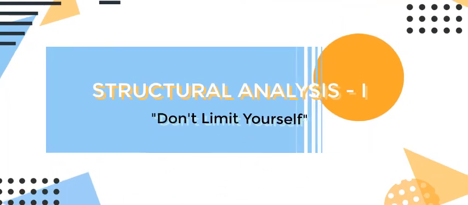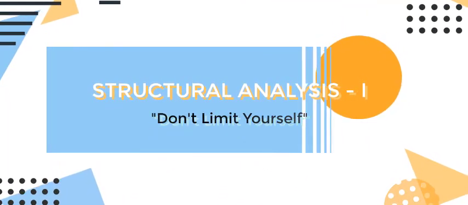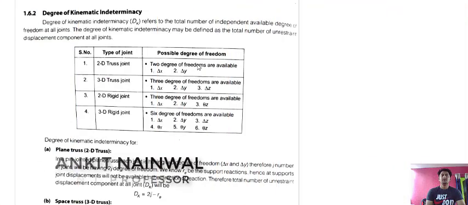Hello everyone, my name is Ankit Nanwal and today we will be starting with a new topic, that is degree of kinematic indeterminacy. In previous lectures we have studied the calculation of degree of static indeterminacy, denoted by ds. We have done the calculation of degree of static indeterminacy of beams, trusses and frames, and all the information has been provided to you about 2D structures and 3D structures.